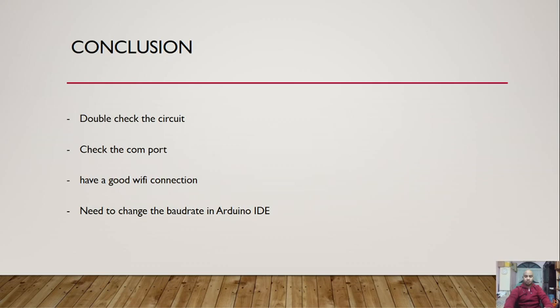As a conclusion for this task, to ensure the activity can be done smoothly, there are certain conditions that need to be met. The first is to double check the circuit connection and make sure it is correct. Then check the port to ensure the program can be uploaded. Then we need a good Wi-Fi connection in designing the tuner blocks. Lastly, remember to change the baud rate value in Arduino IDE to be able to get the IP address.